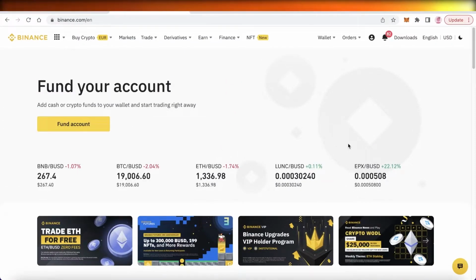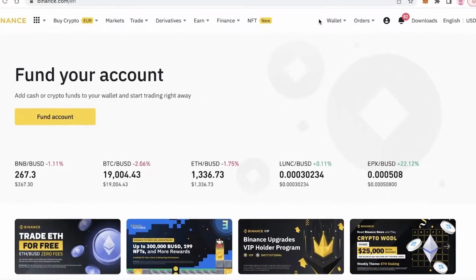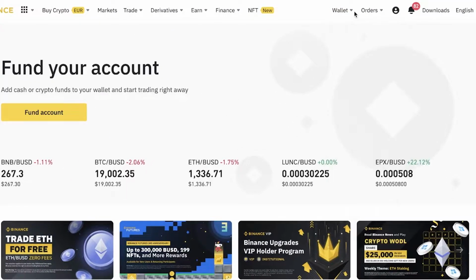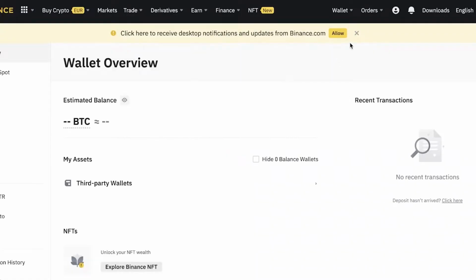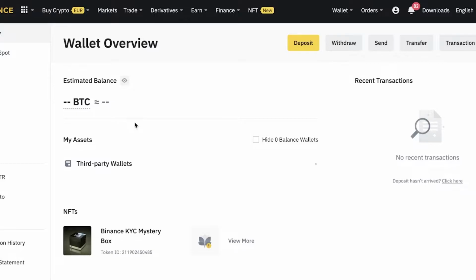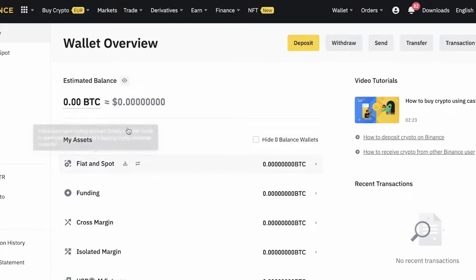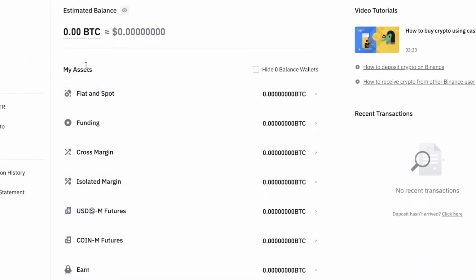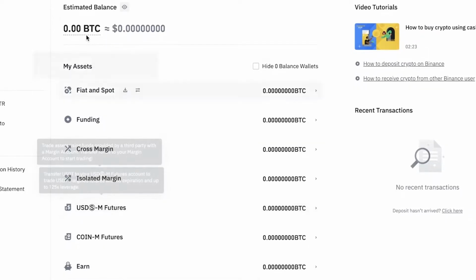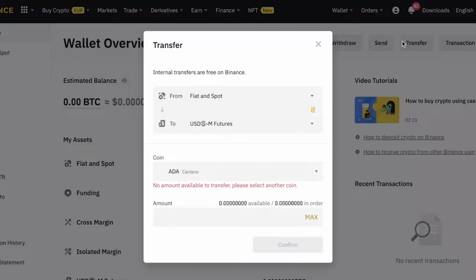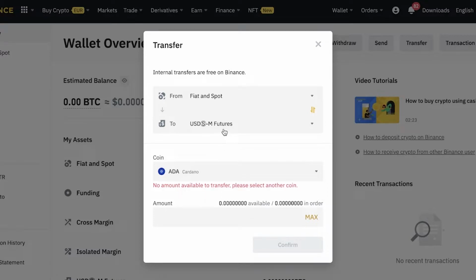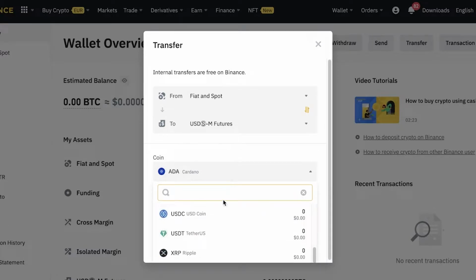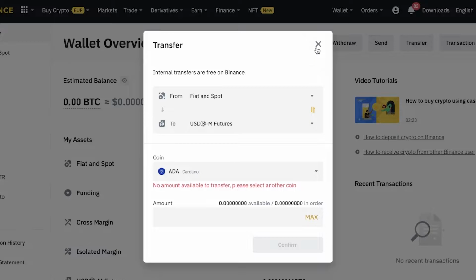Now, to get started, all you have to do is log on to your Binance account, and the first thing you want to do is go into your Binance wallet, go into your wallet overview, and transfer money from your spot or normal Binance account into your futures trading account. In your My Assets section, they will show you how much money you have in a specific wallet, and you just want to transfer it into your futures trading. So you want to put it in your USDM futures, and you can choose any token or any fiat of your choice and enter the amount.